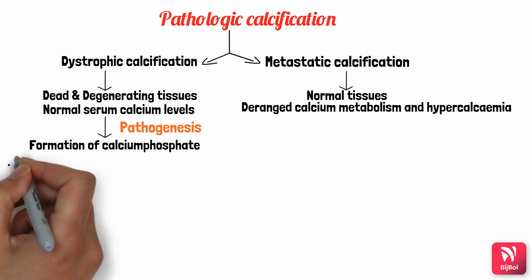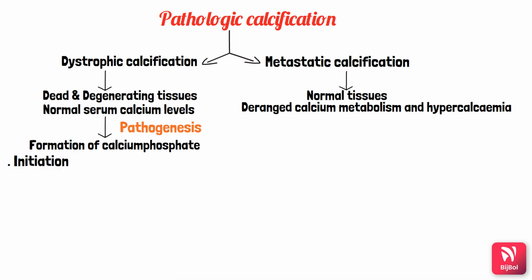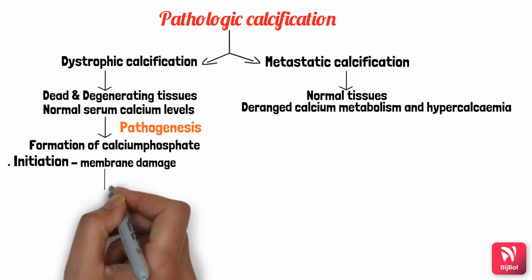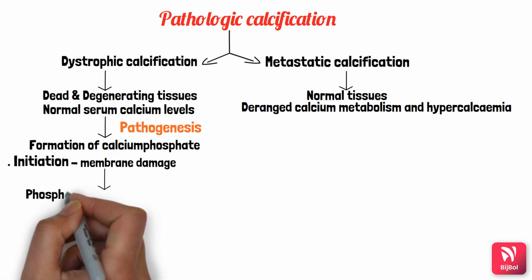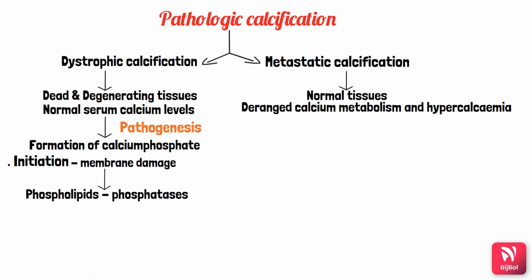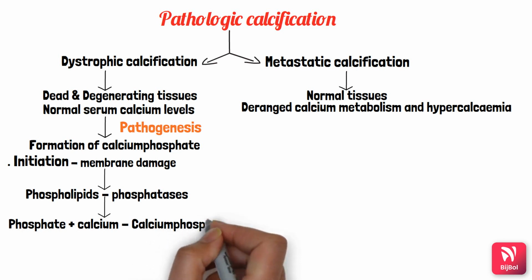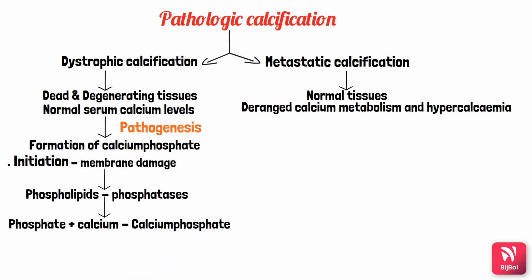So how are these calcium phosphate crystals formed in dystrophic calcification? It forms in two stages, that is initiation and propagation. In the initiation phase, following cell injury, since it is occurring in dead and degenerating tissues, cell injury will be there. Whenever cell injury is there, membrane damage will be there. Membrane contains phospholipids, and whenever phospholipids are released, they will start to liberate phosphatase enzymes. These phosphatase enzymes will generate increased phosphate ions. These phosphate ions released into the blood or into the tissues will combine with calcium, resulting in calcium phosphate crystals. So this is about initiation.